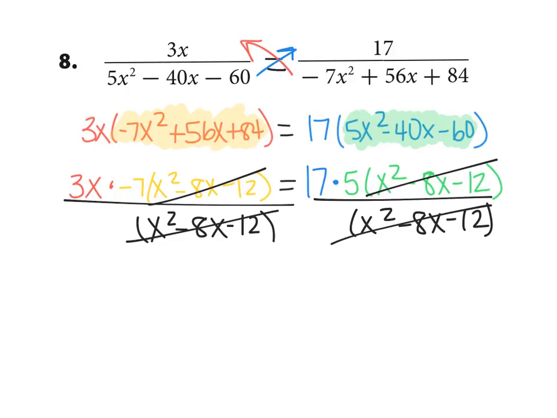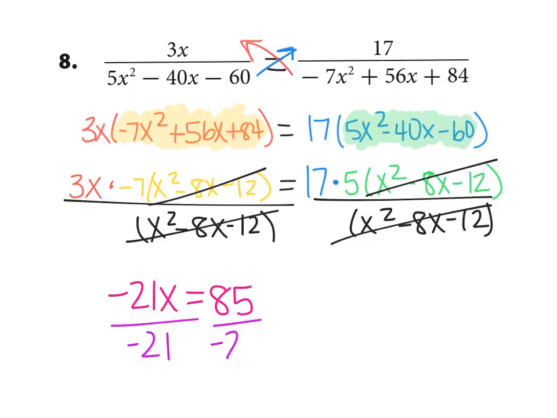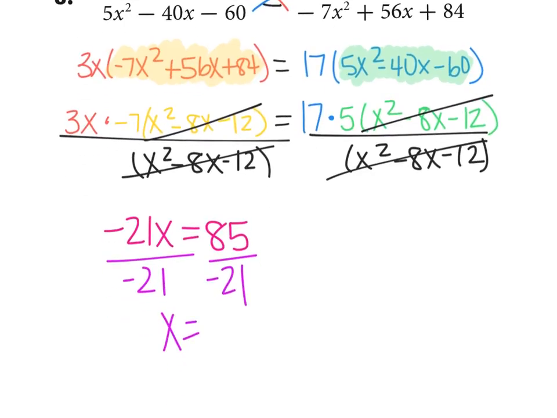What is the left side now? Negative 21x equals, what's the right side now? 85. How do you solve that for x? You divide by negative 21. Why don't we need to worry about this one equaling 0? It's not a quadratic. Very good. So my answer is negative 85 over 21.